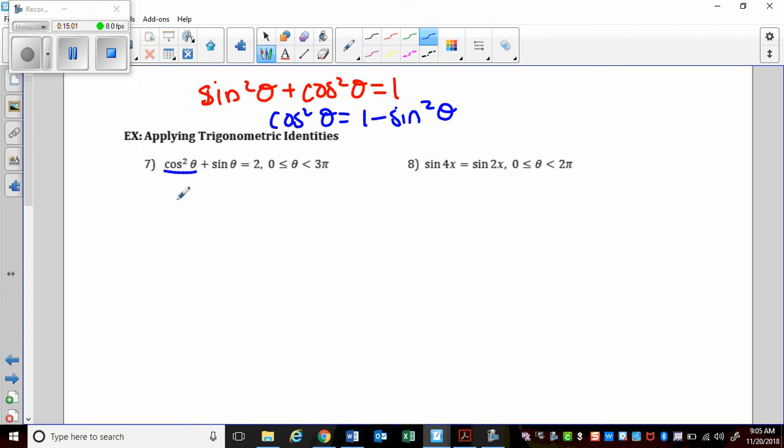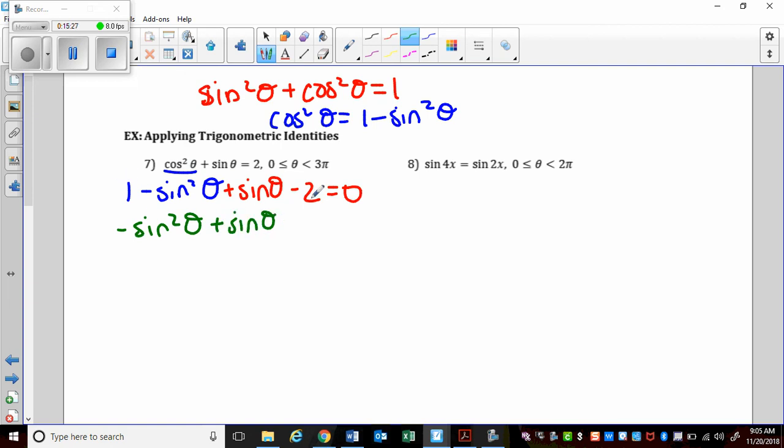So I'm going to replace this with 1 minus sine squared theta, and then I still have plus sine theta. I'm going to subtract the 2 and move it over, equals 0. I can now simplify this. I have negative sine squared theta plus sine theta, and I'm going to add these: negative 2 plus 1 is negative 1, equals 0. And then I can just divide everything by negative 1 because I don't want my leading term to be negative. So I have sine squared theta, change the sign, minus sine theta, change the sign, plus 1 equals 0.